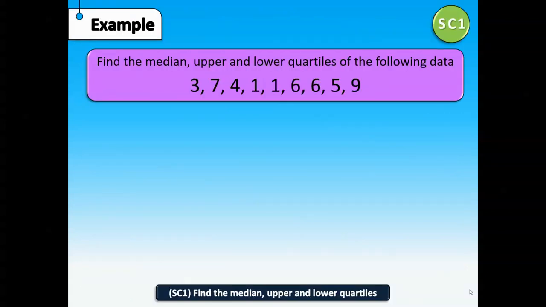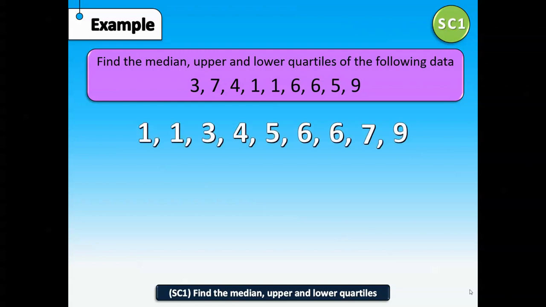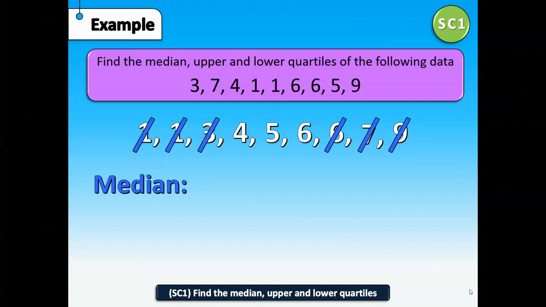So we've got some data and we want to find the median and the upper and lower quartiles. So we need to put the data in order first, from smallest to biggest. Then the median is the number in the middle. So if we cross off the smallest and the biggest numbers until we get to the middle, the median is 5.